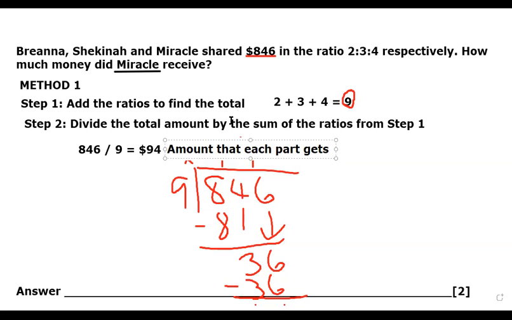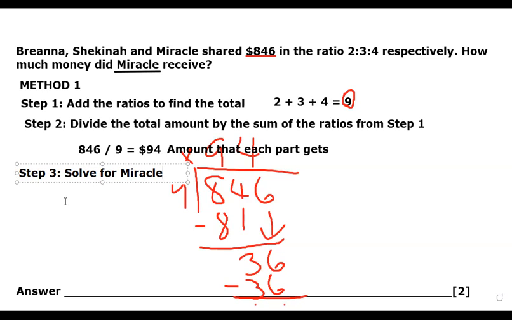Right? Each part gets $94. So now I can solve what was asked originally of me in the question, which was, how much does Miracle get? And the way I solve is, I know that each part gets $94.